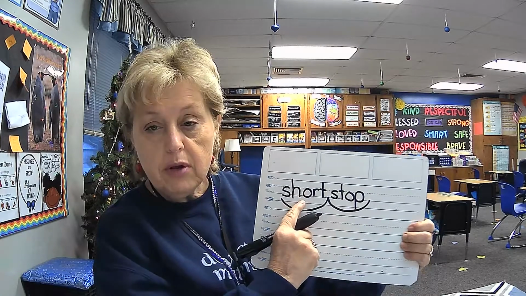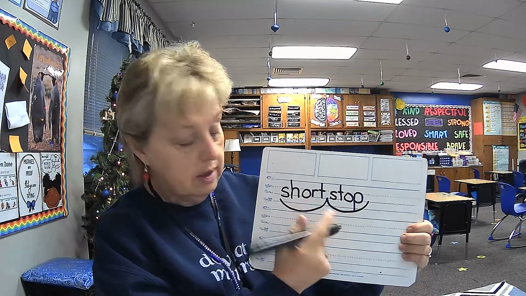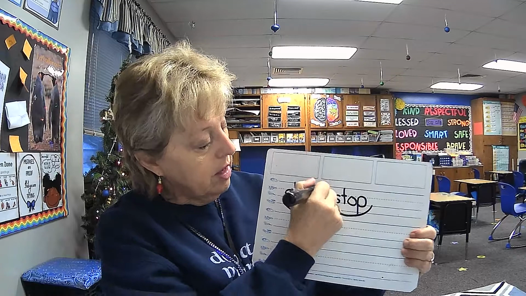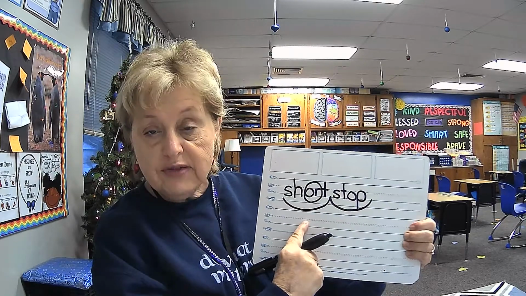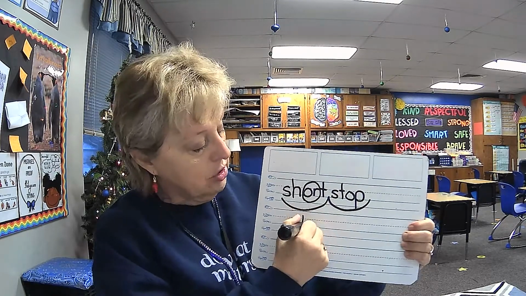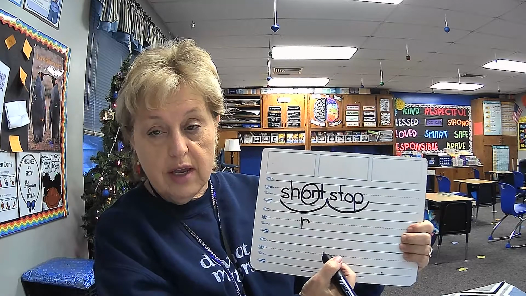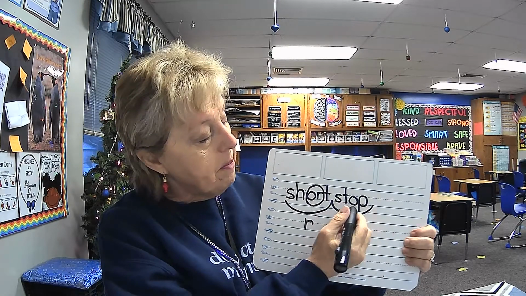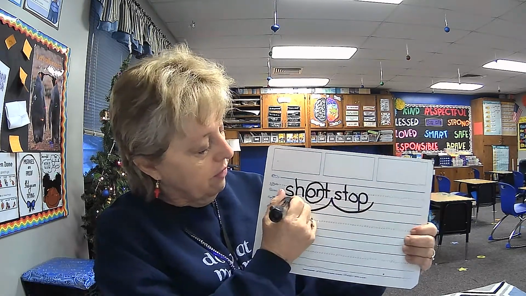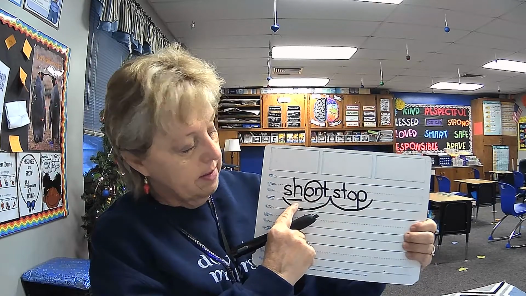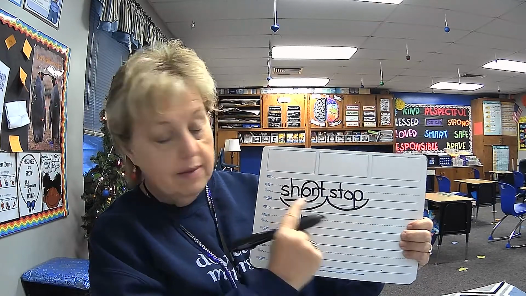Now, how would we mark the first word? Short. Circle the O-R. And what kind of syllable? R controlled. So you would put an R underneath. And the word stop has, oh, and I forgot, we have a digraph at the beginning.